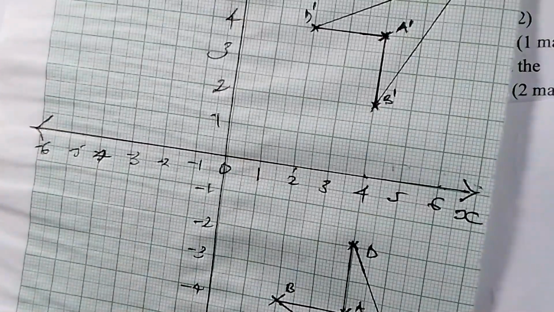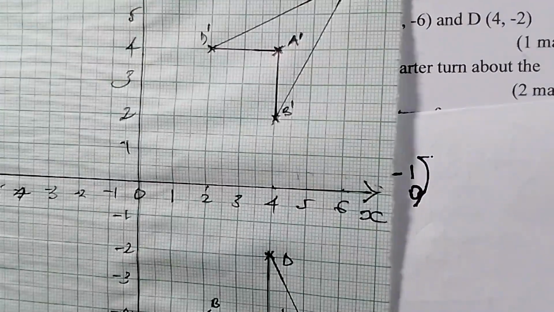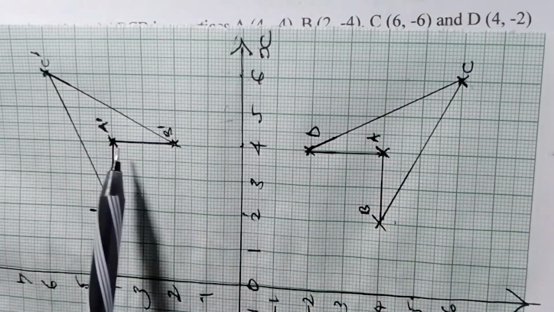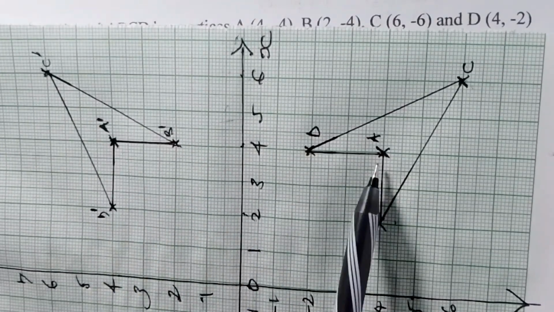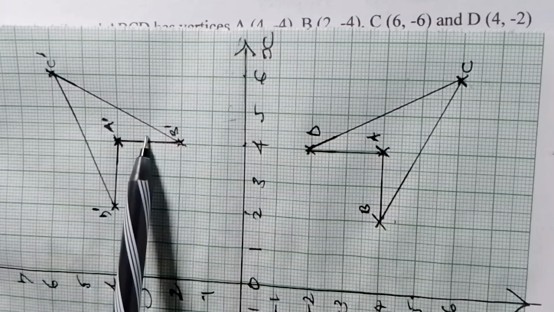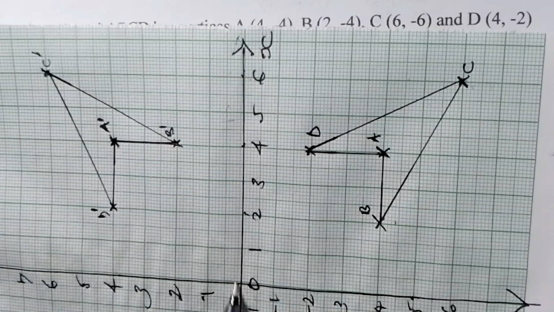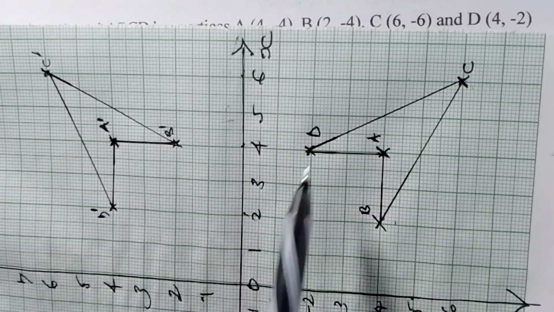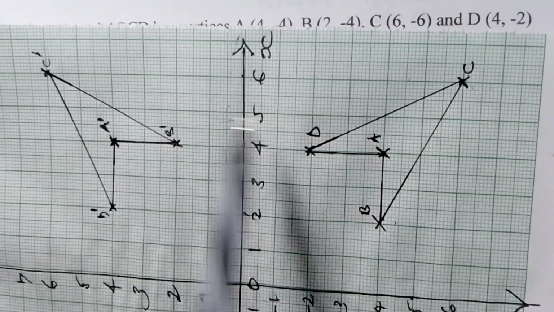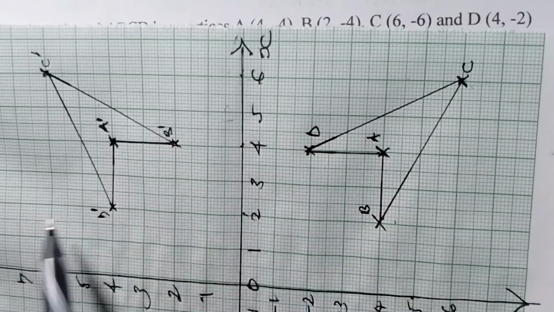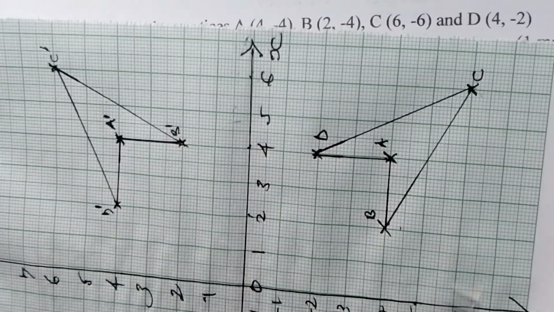So you now have the object point and the image point. So this is a rotation of positive 90 degrees through the origin. So A has been rotated to A1 through positive 90, so through an angle of 90 degrees anti-clockwise.